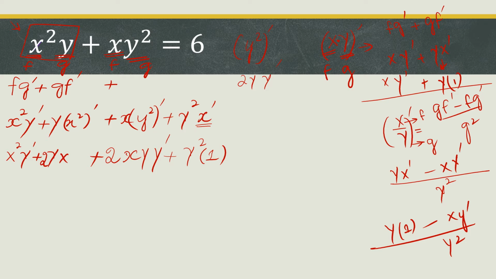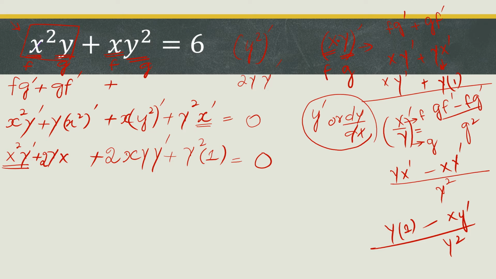Now equals to 6. The derivative of any constant is 0. Now the implicit differentiation, actually you have to find out the value of y prime or dy by dx, same thing. So you have to keep the y prime on one side and the rest of the terms on another side. So here in the first term you have the y prime and here you have a y prime. So keep these y primes on the left hand side and all the other values bring on the other side.